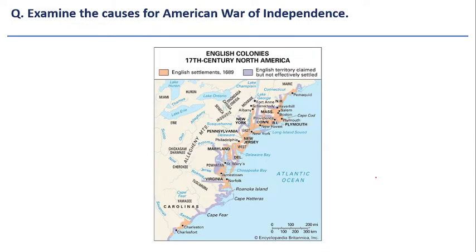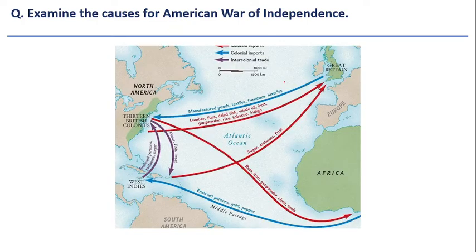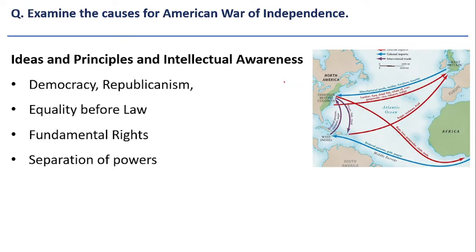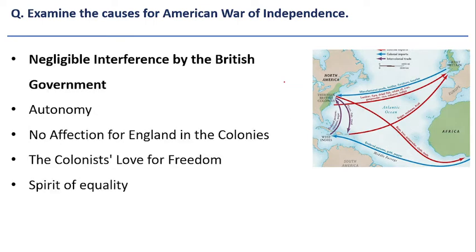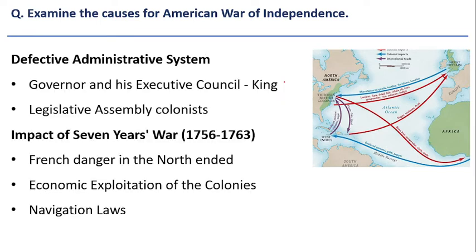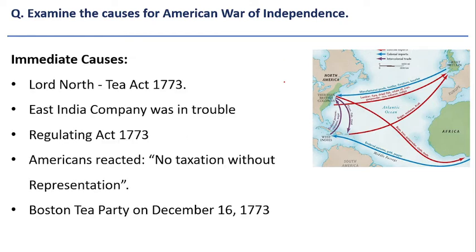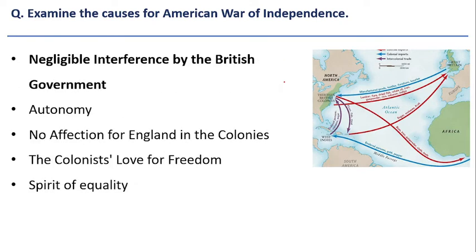Now you can see clearly these are the colonies settled near the coastal line, the settlements of mainly the British Empire. Let us see one by one what the causes are. Here I have listed the causes. You can see in the bold lines various causes like ideas, negligible interference, defective administrative system, impact of the Seven Years War, economic exploitation, and the immediate cause as well.